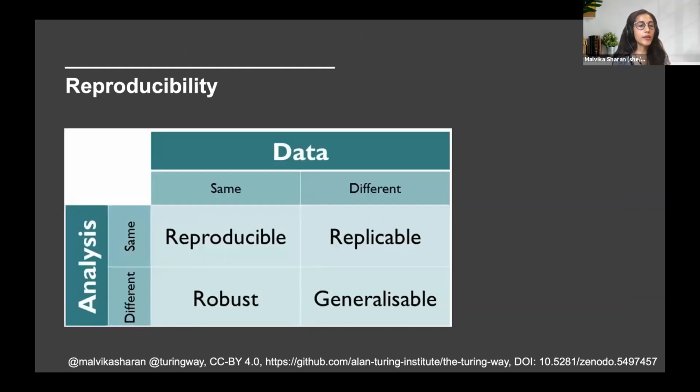So let me define reproducibility for you as we define in the Turing Way. It is when the same analysis is applied to the same data, it should give the same result. There are other concepts around reproducibility like replicability, when the same analysis is applied to different data or experiment in different conditions. And there are robustness and generalizability as well. However, reproducibility in computational analysis should be maintained as a minimum criteria to ensure quality and integrity of our research.